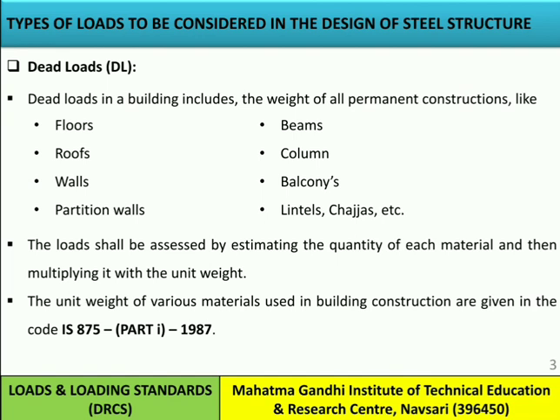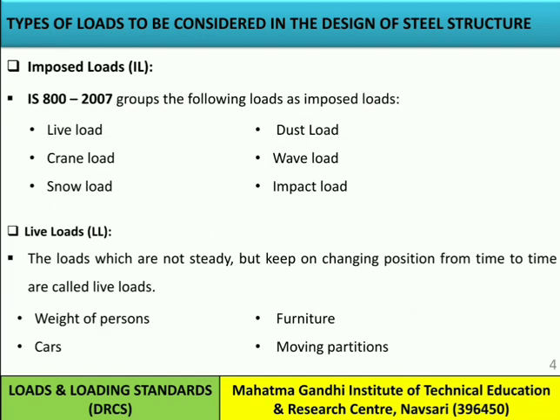Now the load shall be assessed by estimating the quantity of each material and then multiplying it with the unit weight, or we can say density also. The unit weight of the various materials used in building construction are given in the code IS 875 part 1, 1987 version. Now moving forward, the second load is imposed load. Now IS 800 2007 version groups the following loads as imposed load. These are the loads, that is live load, crane load, snow load, dust load, wave load or impact load.